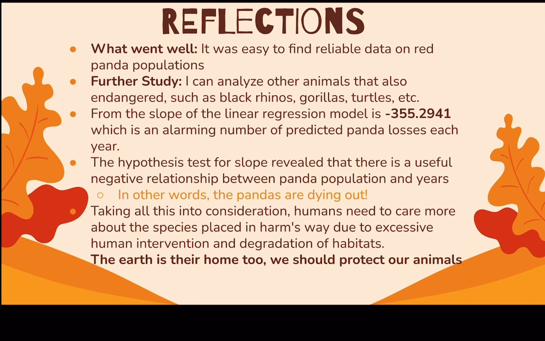And to summarize our procedures, from the slope of the linear regression model, we obtained negative 355.2941. This is quite an alarming number because this number tells us the predicted panda losses with each year. Next, our hypothesis test for slope revealed that there is a useful negative linear relationship between the panda population and years. So in other words, this tells us that the pandas are dying out. Taking all of this into consideration, it's clear that humans need to care more about the species that are placed in harm's way due to excessive human intervention and degradation of habitats. At the end of the day, it is important to remember that the Earth is also their home, so we should take more measures to protect our animals.